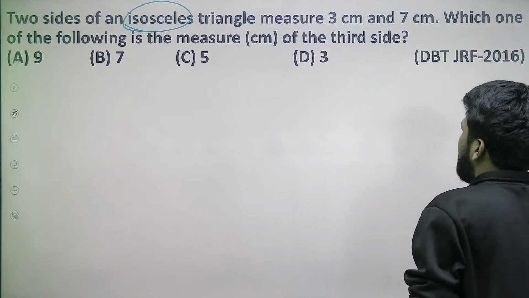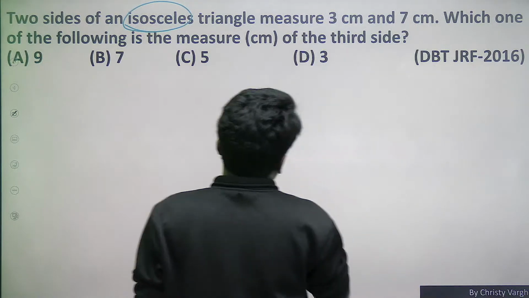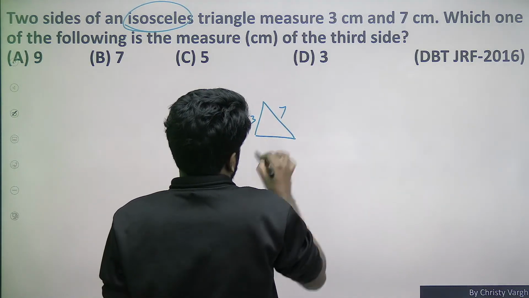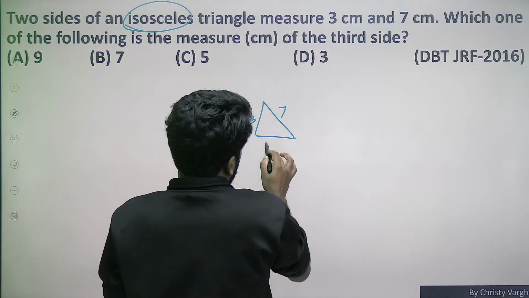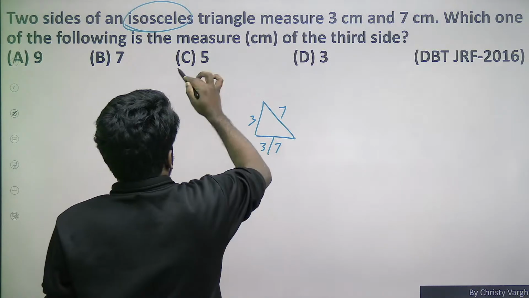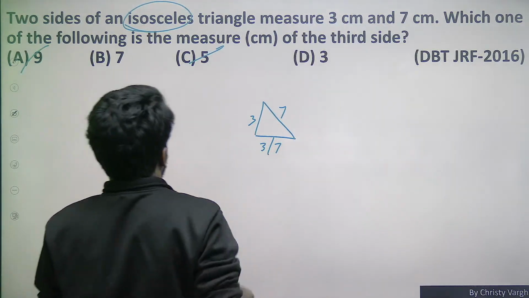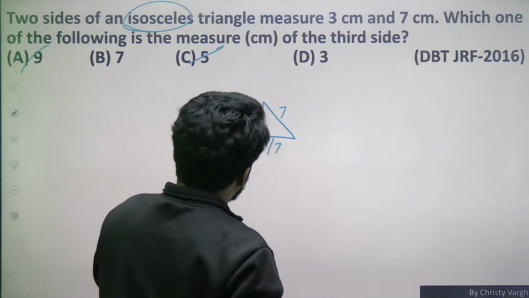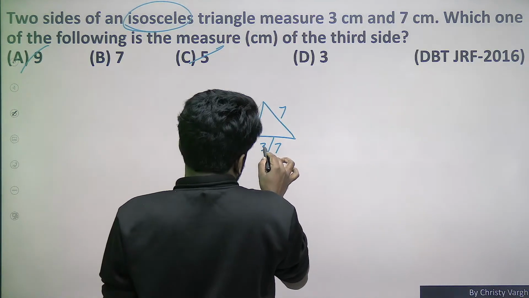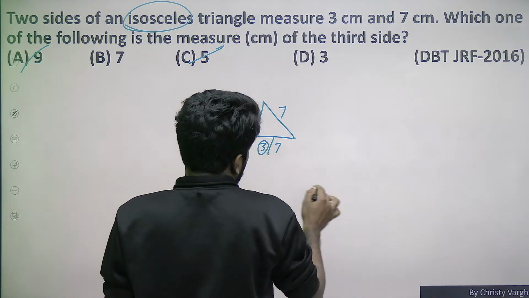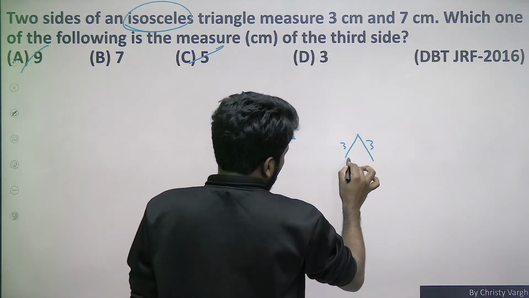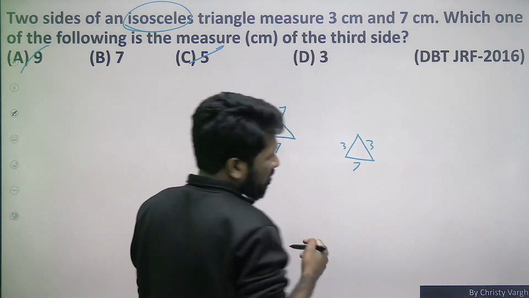Two sides of an isosceles triangle. Isosceles triangle means two sides should be equal. So 3, 7: one side is 3, second side is 7, so the third side will be either 3 or 7, because it is isosceles, na. So 5 and 9 are not possible at all. It cannot be 5 or 9 at all. It will be either 3 or 7. But if it is 3, there is a problem. We will discuss that in detail.